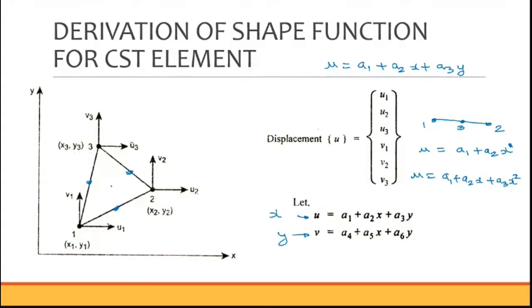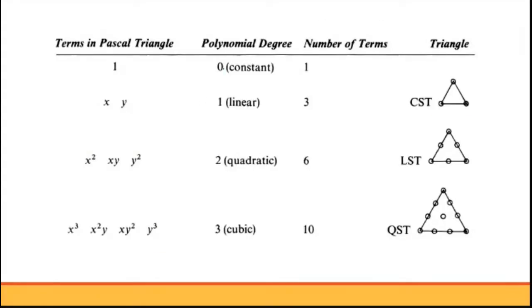But in CST, you have x and y. So how to do that? How to increase that polynomial? If I need more nodal points, for that we use the Pascal triangle. So we use the Pascal triangle to identify that. Note that the polynomial degree of zero, which means the constant 1, is enough; you leave it out. If I want a CST element, which has nodal points only on the corners, right, you need 3 terms.